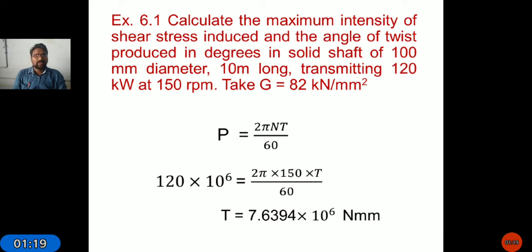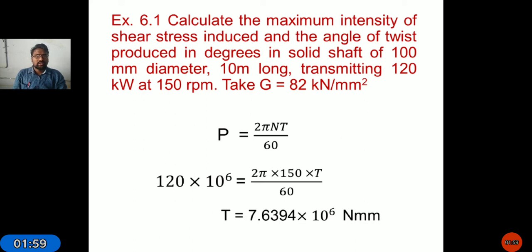First of all, before solving the problem, we need to note down the given data. The diameter of the shaft is 100 mm. Next, length is equal to 10 meters. We need to convert the units, because the G value, that is the modulus of rigidity, is given in terms of Newton per mm square. So every parameter we need to convert into newtons and millimeters.